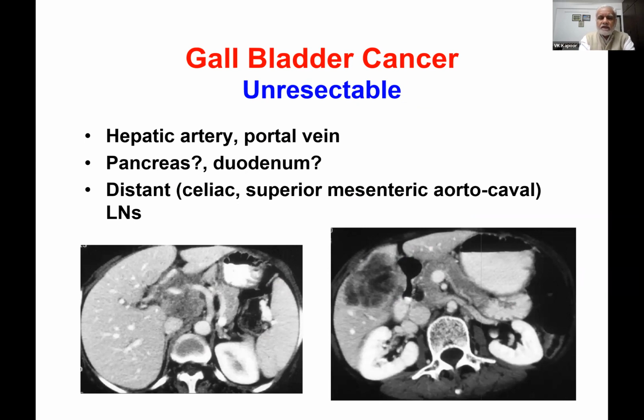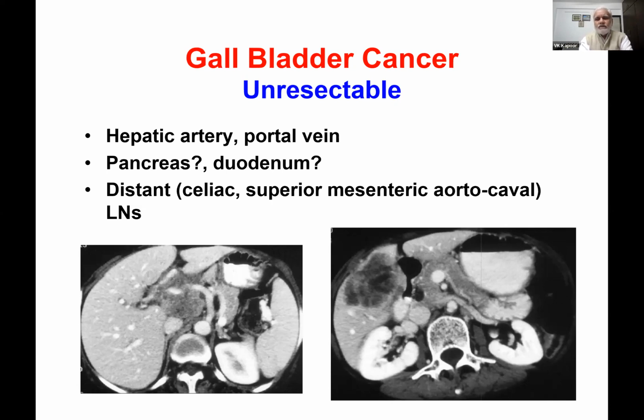So if the proper hepatic artery or the main portal vein are involved, it is unresectable. Unlike cholangiocarcinoma, where there is a role and place for vascular resection, especially portal vein resection. Involvement of the pancreas and duodenum, I put a question mark because it depends on your philosophy. If you are willing to do a pancreatoduodenectomy, then it is resectable. If not, then it is unresectable.